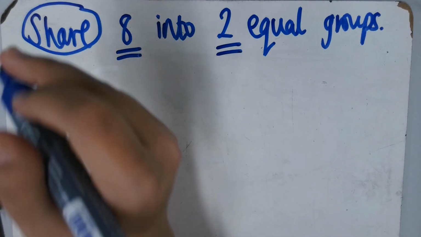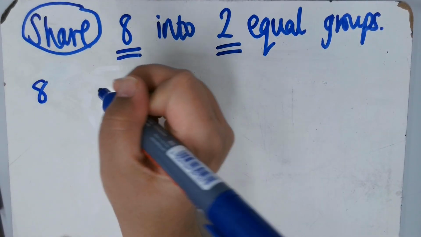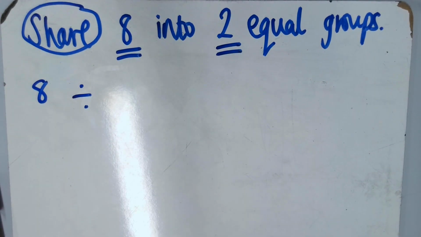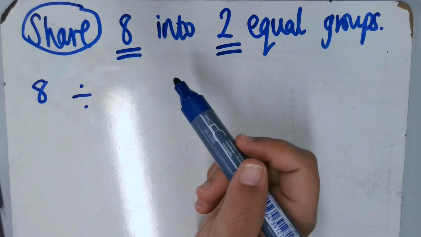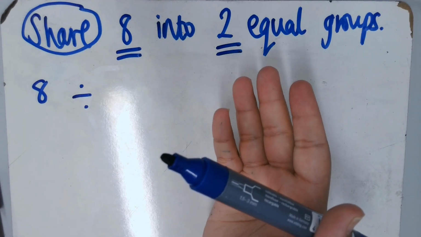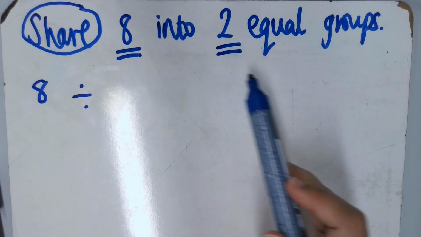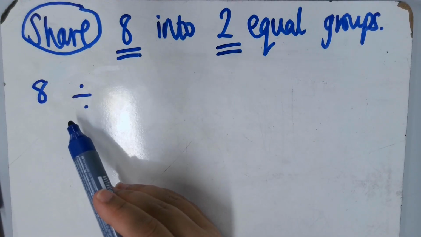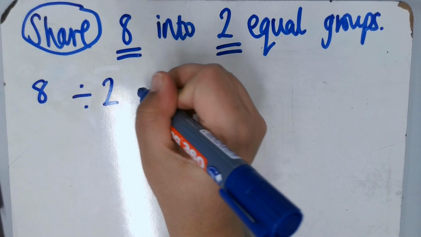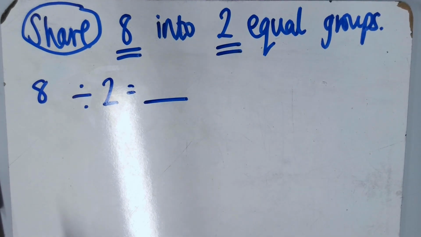So to form my equation, I'm going to say 8 divided by, let's think. In division, we start with the whole, and we're either going to divide by the number of groups or the value of each group. Here, we've been given the number of groups. We've got 2 equal groups. So I can do 8 divided by 2 to give me the value of each group because I want to find out how many will be in each group. Let's go ahead and work this out.